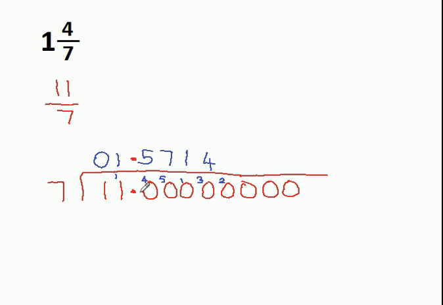How many 7s are in 20? That'd be 2, with a remainder of 6. How many 7s are in 60? 7 8s are 56, with a remainder of 4. How many 7s are in 40? 7 5s are 35, with a remainder of 5. How many 7s are in 50? That's 7 with a remainder of 1. But you can see here that I've got a repeating pattern in the remainders and therefore in the numbers up the top. So as soon as I've identified the repeating pattern, I can stop.